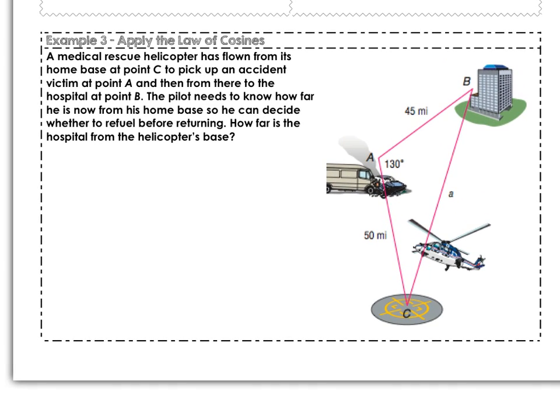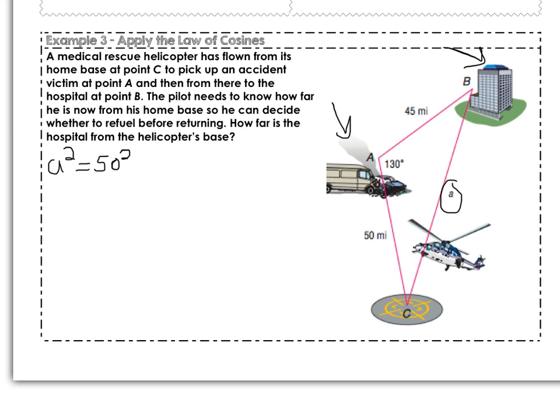All right, in example 3, you're given a real-world scenario, and in fact, you're even given an image that already sets up the situation where it looks like we have a medical rescue helicopter flying to the scene of an accident, and then it's going to need to fly to the hospital to take care of its patients. And it says, how far is the hospital from the base, which is why we're looking for this A here. And so we're going to use law of cosines because we have no firm relationship provided.